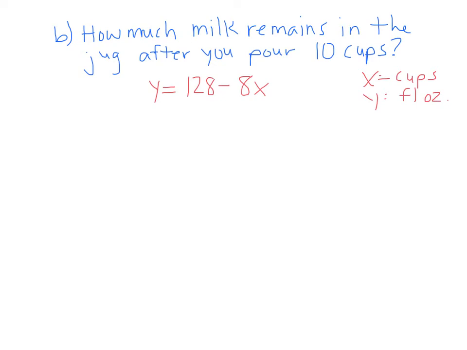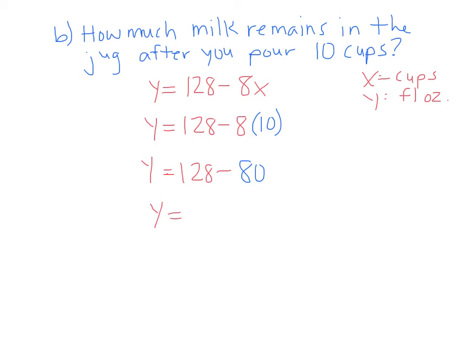So if we have 10 cups, I'm going to leave my 128, that's all staying the same. And then what changes is our cups. We have 10 cups. So what we would do is substitute the x for 10, and then we would solve. We would start with order of operations. We do multiplication first. So 8 times 10 is 80. Keep everything else the same, just drop it down. We haven't solved anything else. And then you can subtract 128 minus 80, which should give you 48.